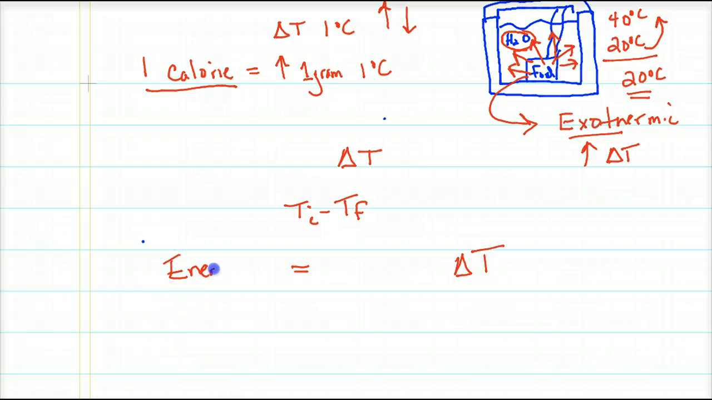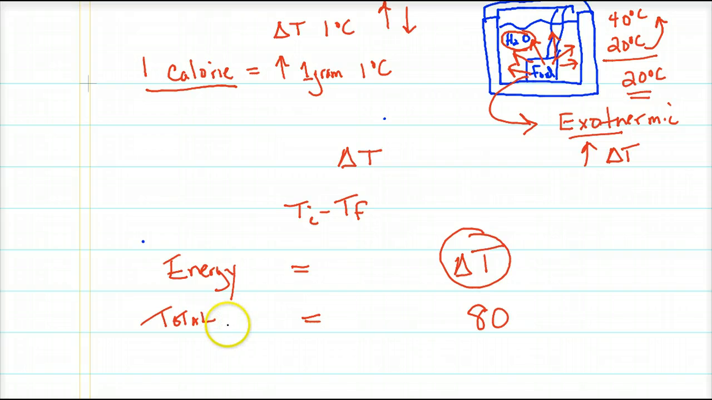Okay, total energy. Let me give you a little analogy. Let's say we have an average of a class, because don't forget that change in temperature is an average. Let's say the average in the class is 80. Now if I wanted to know total points, like if I added everyone's test scores together, where would I find that?